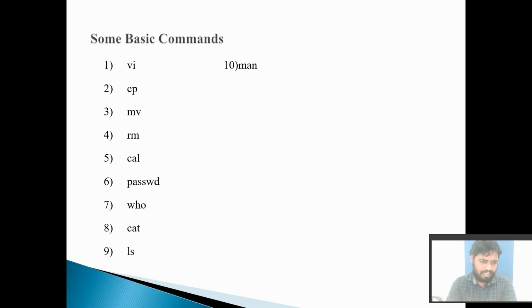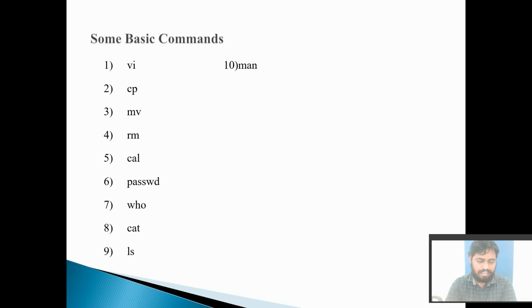Okay, so passwd. Okay, and the second one is the who command. So how many users are accessing or using the Unix environment, we are seeing with the who command. Okay, so next one is the cat command.